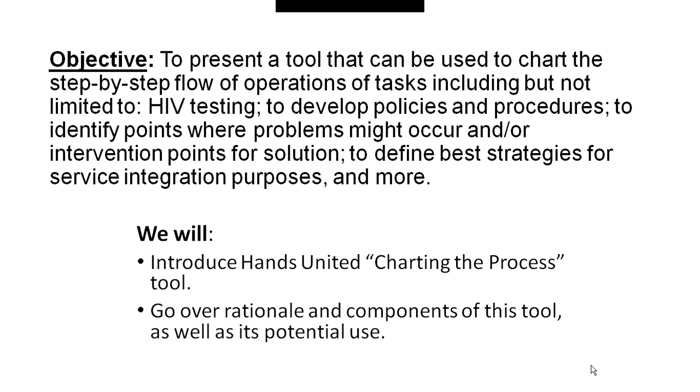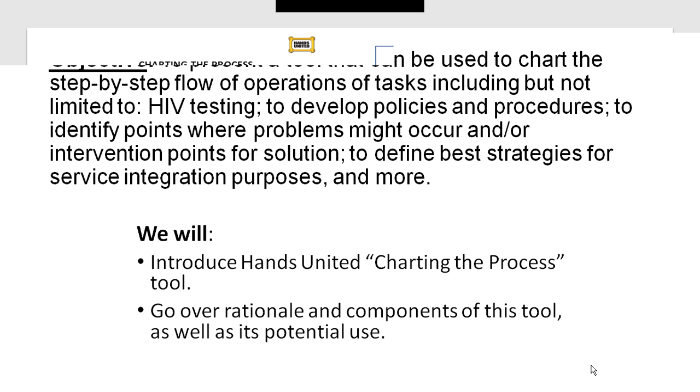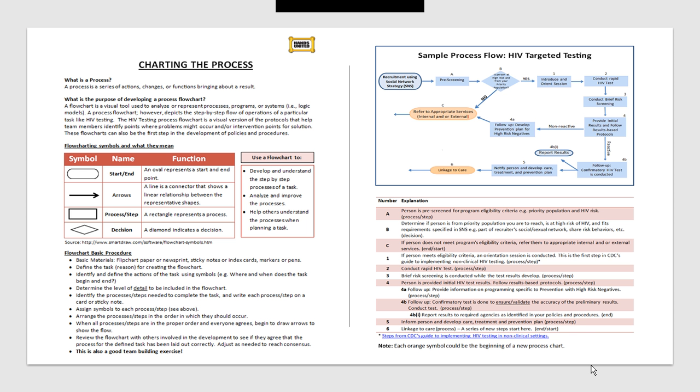Within our time together, the first thing we're going to do is introduce this tool and take a look at what it looks like, and then we'll go over the rationale for this tool and components that you'll be able to use within your agency. This is a quick view of what the tool looks like. The first page, we talk about charting the process. We take a look at what the process is, some flow charting symbols, and then the second page, we go through an example of a process at an agency. In this case, it'll be HIV testing.